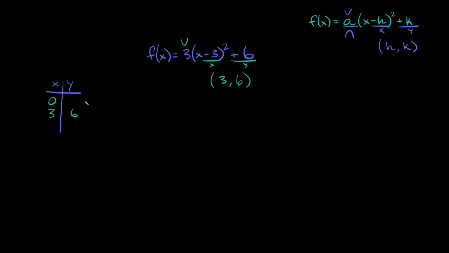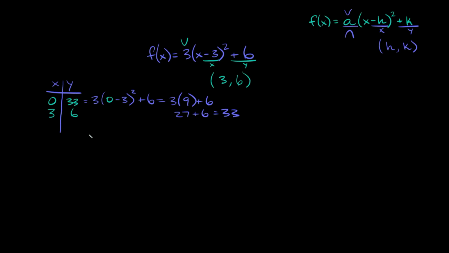Okay, so then if we plug in a 0, this is going to be equal to 3 times (0 minus 3) squared plus 6, right? 0 minus 3, that's equal to negative 3, and then negative 3 squared is equal to 9, right? So then this is equal to 3 times 9 plus 6. So 3 times 9, that's equal to 27, so 27 plus 6 is equal to 33, okay? So then our y value right here is 33.